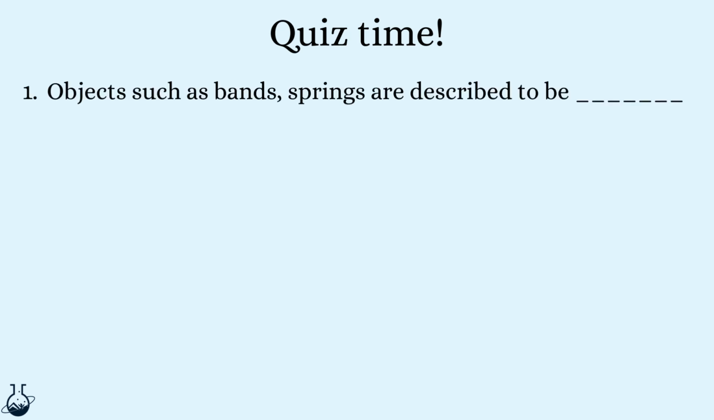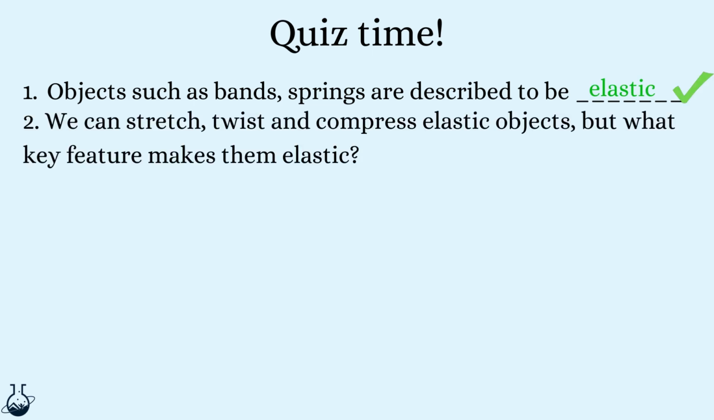Okay, quiz time, guys. A lot has been covered, so let's see what we have learned today. Question 1. Objects such as bands and springs are described to be elastic. Nice work. Question 2. We can stretch, twist, and compress elastic objects, but what key feature makes them elastic? They go back to their original shape.